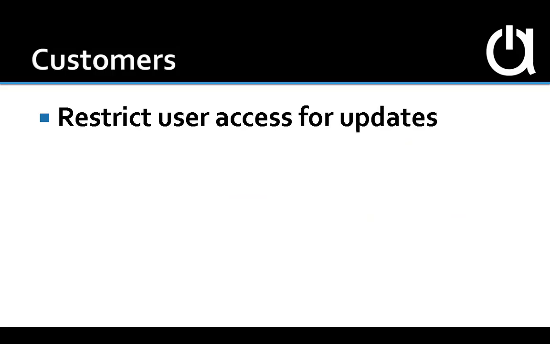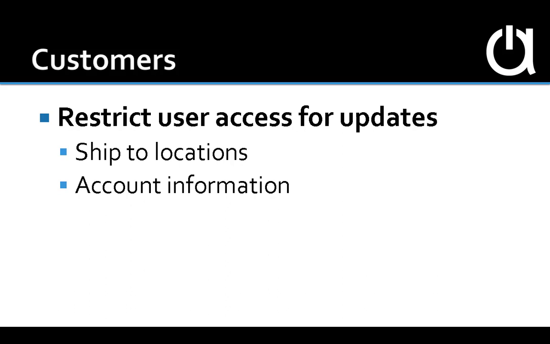All right, and then for the customer section of Acctivate, there were a couple of questions related to restricting user access on the customer window. In version 10.3, we actually broke out the ship to modification user permission from the account management permission. This gives the administrator of Acctivate the ability to restrict users to only be able to update the ship to locations without having access to other account information if they're able to change things on the customer window.